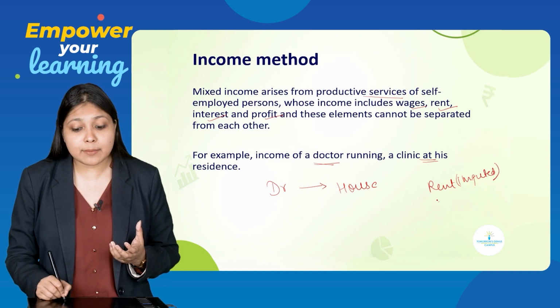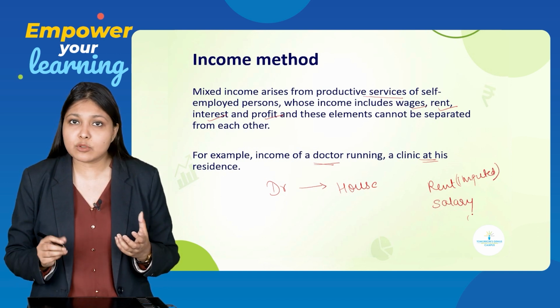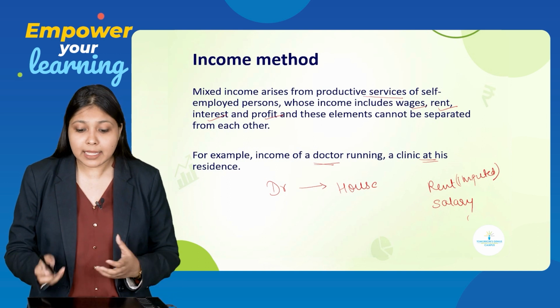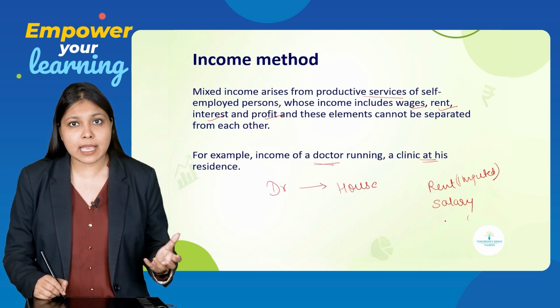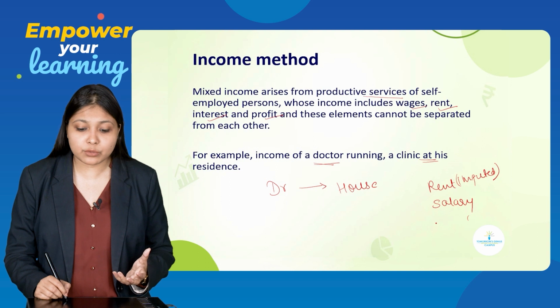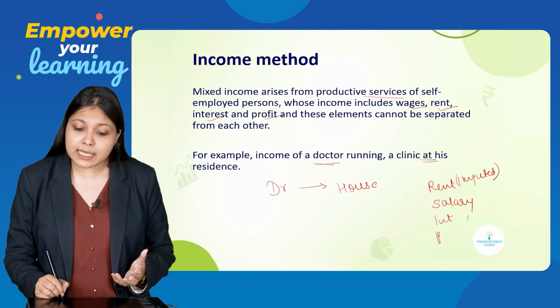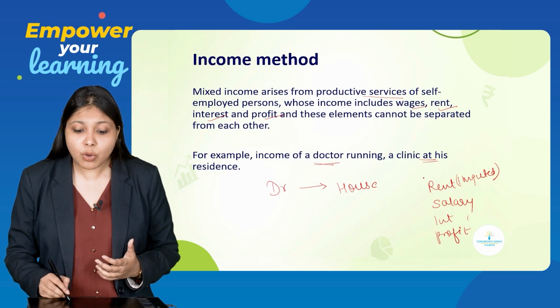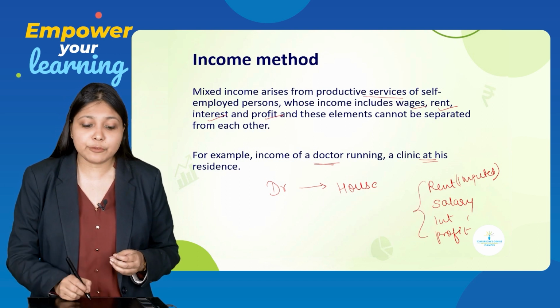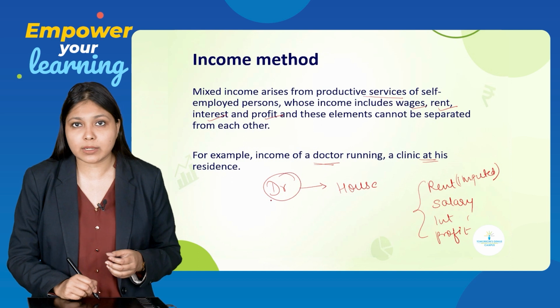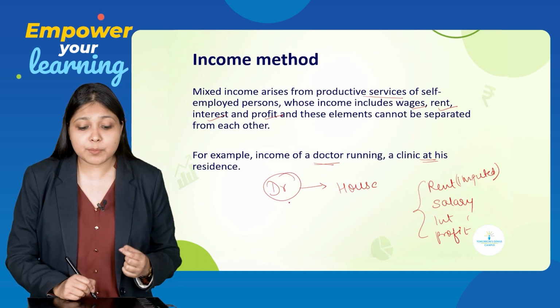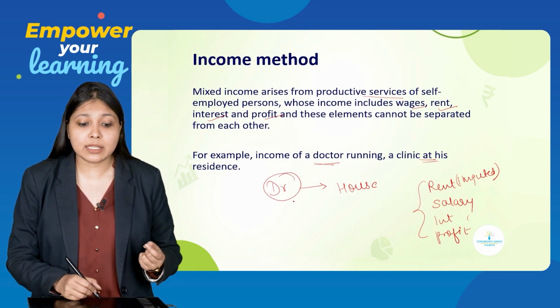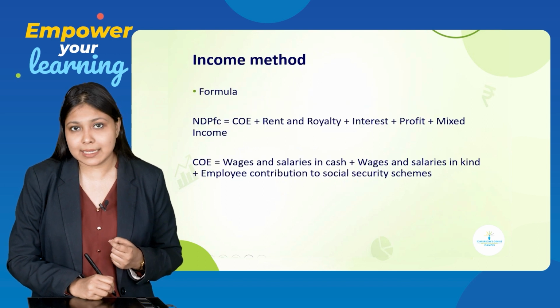Then salary, he himself is working, so salary is also received by himself. Then no capital he has borrowed from the bank, so no interest. All the profit he is only receiving because there is nobody else who is working with him. So every kind of income is received by this one particular doctor. So in that case, this doctor will come under the category of mixed income.